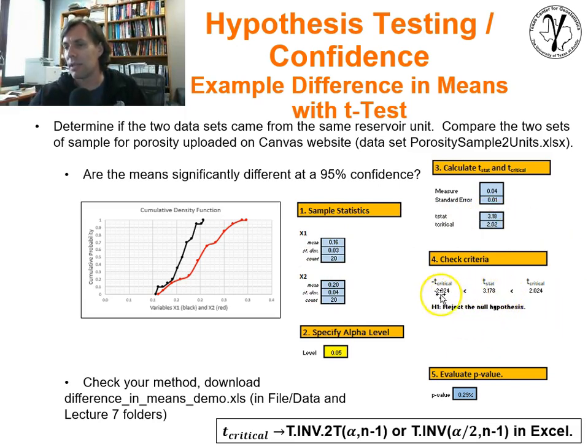Is the t-statistic between the negative and the positive t-critical? It's not, so we reject the null hypothesis.